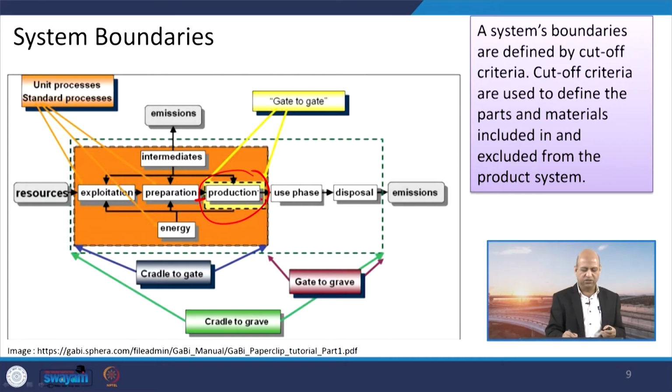So, this is only a limited boundary condition, right. It is known as the gate to gate LCA. And from gate to discarding of the product, if we do the complete exercise, these steps like production, then the utilization phase and the disposal, then we call it gate to grave. So, this kind of boundary is there.